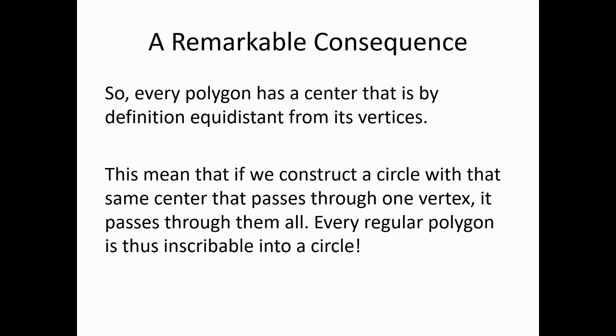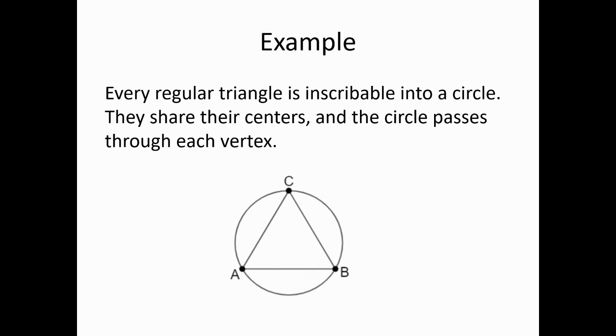And then that circle must pass through, automatically, as it were, all the other vertices, because all those vertices, as you have proven, are equidistant from that center point. So to put it simply, what that means is that every regular polygon is inscribable into a circle.